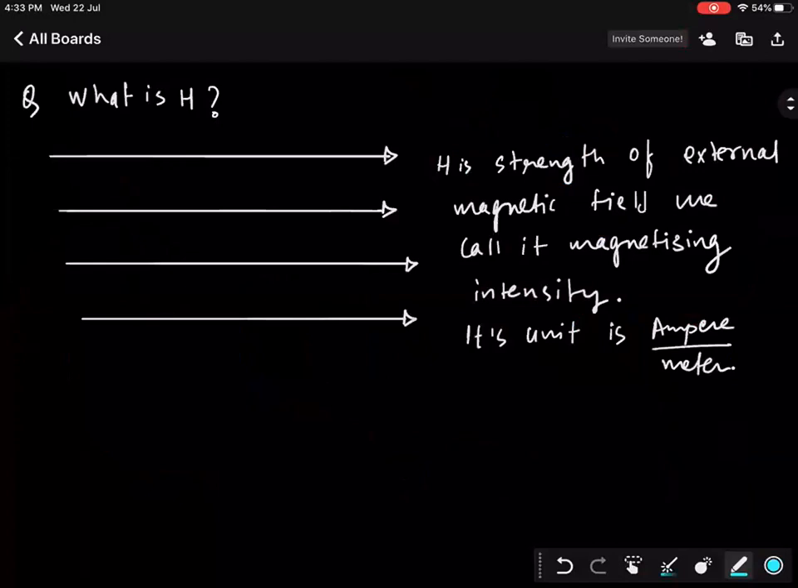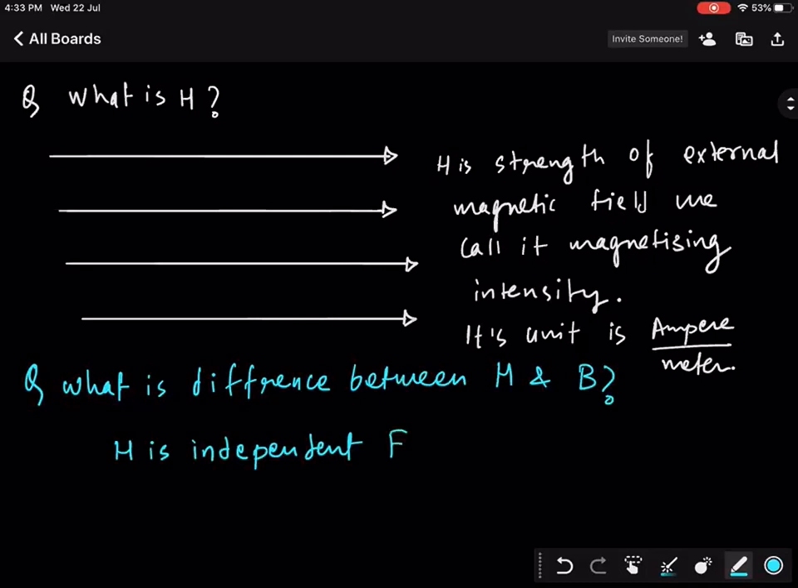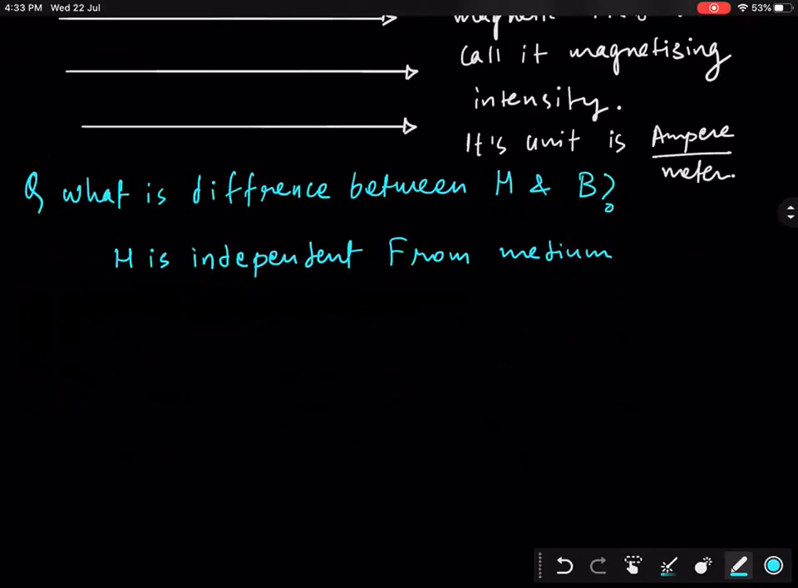Okay, now what is H? H is the strength of the external magnetic field. We call it magnetizing intensity and its unit is ampere per meter. Okay. Now what is the difference between H and B? H is independent of the medium.